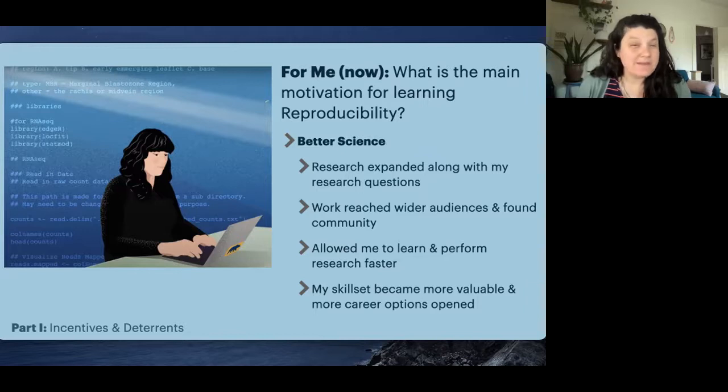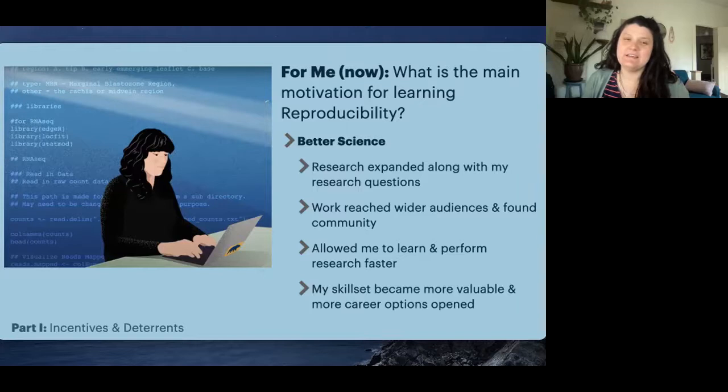My work was able to reach a wider audience, and I found community. So when you put your work out there, it reaches more people and it's easier to communicate what you did, and you find more people who are doing similar research. It allowed me to learn and perform research faster, which definitely was not the case when I started. It slowed down my productivity and my skill set.